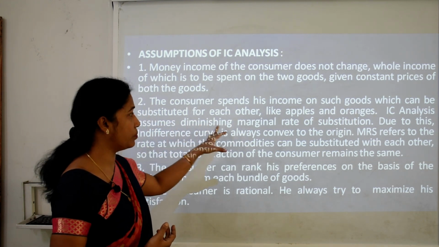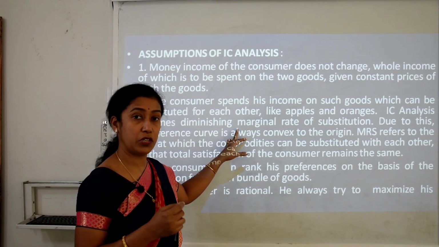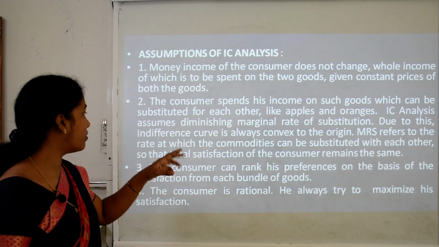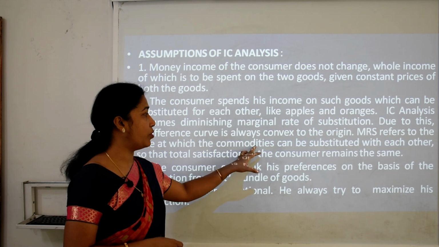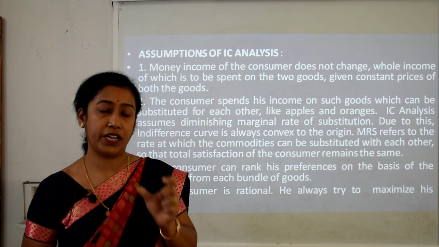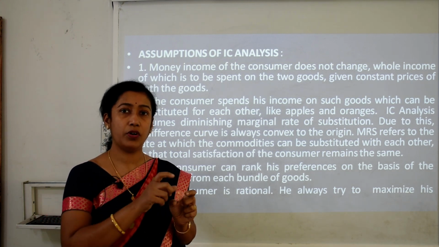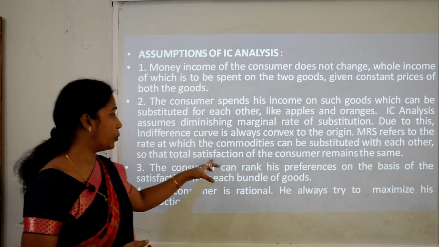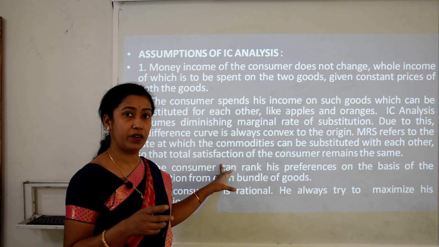IC analysis assumes that marginal rate of substitution must be diminishing. Now what is marginal rate of substitution? It refers to the rate at which the commodities can be substituted with each other. That means the rate or ratio at which both the commodities can be a substitute for each other, so that the total satisfaction of the consumer remains the same.